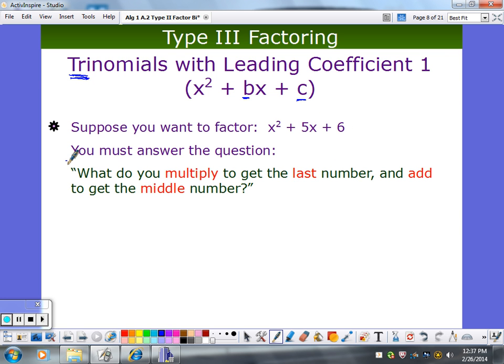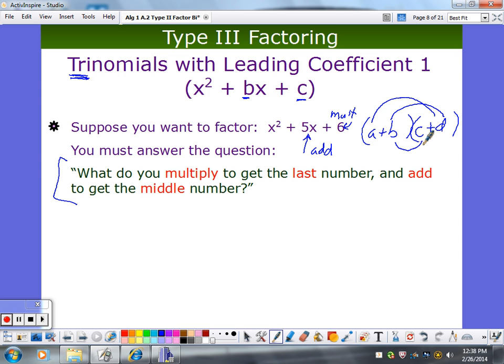To do these, you have to answer this question. What do you multiply to get this number? And what do you add to get that number? Because what we're doing here is a reverse FOIL. And I'll just put some letters here to remind us about FOIL. Right? How do you get this thing? You multiply b times b. And how do you get the middle number? It's that times that plus that times that. So a multiply gets us here, and a plus gets us here.